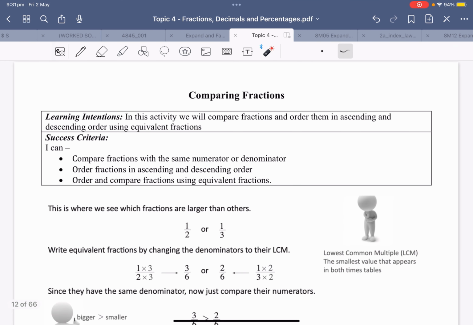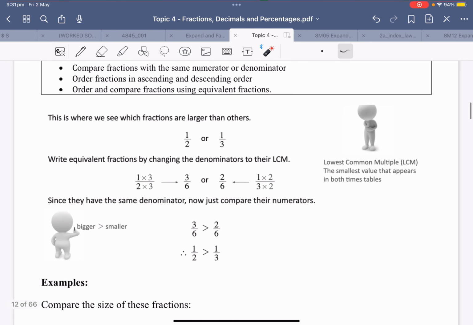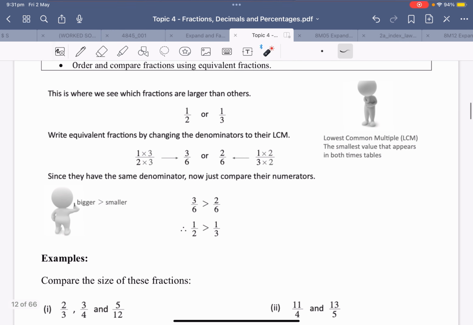Comparing fractions is one of the key things we will be assessed on in the upcoming test. Sometimes we need to figure out if a half is greater than a third, which in our case we should already know. We should always try to change the denominators into the lowest common multiple. So essentially we want them to look the same.